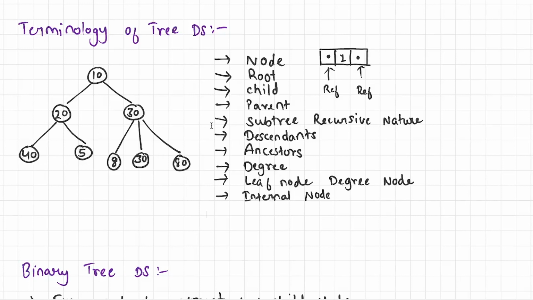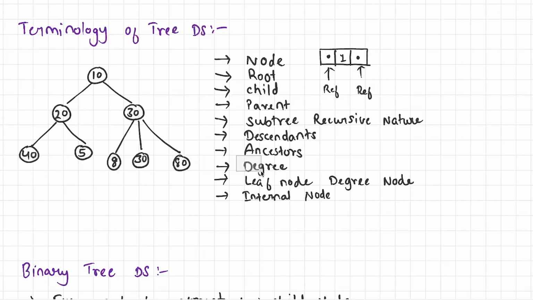Now the next terminology is descendant. All the nodes that are below any specific node are descendant nodes. So in the case of 10, all the nodes 20, 30, 45, 8, 30, 80 are descendants of this node. Moving on to the next terminology, that is ancestor. All the nodes that are above a specific node are called ancestors of that node. In the case of 20, the ancestor is 10. In the case of 30, the ancestor is 10. In the case of 8, 30 and 80, the ancestors are 10 and 30, because 10 and 30 both are above these nodes.